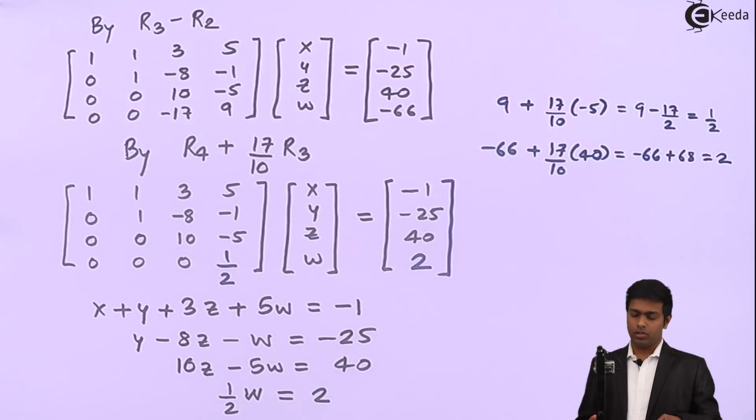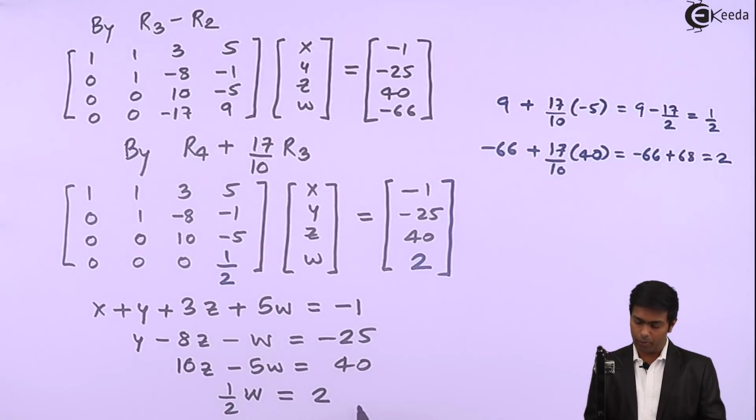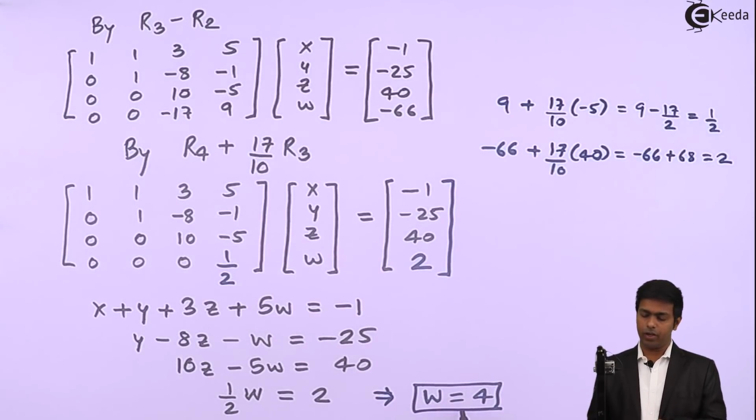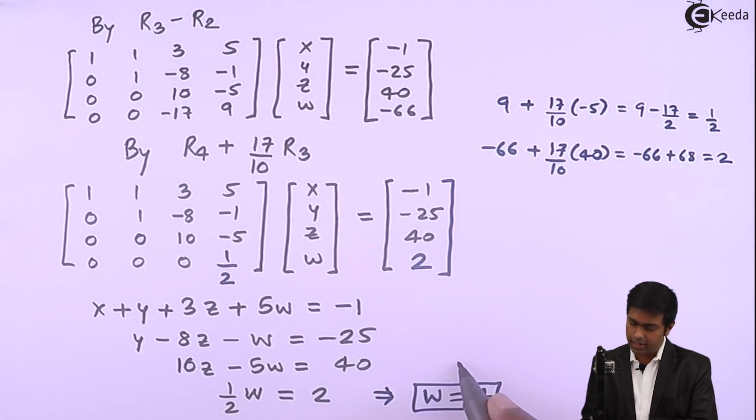2. So now if we want to find out the value from here, we will get, by sending this 2 on the right hand side, w equal to 4. Now we'll put this value of w here in the equation 3. So here we will get 5 into 4, that is 20, minus 20 will shift to the right hand side, will get plus 20, that will become 60. So 10z is equal to 60, or I can say that z is equal to 6.